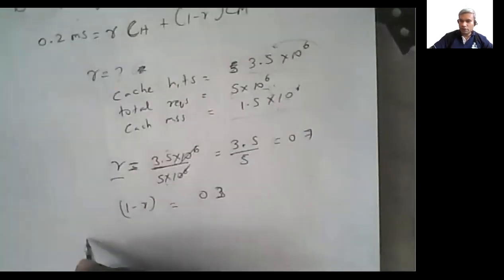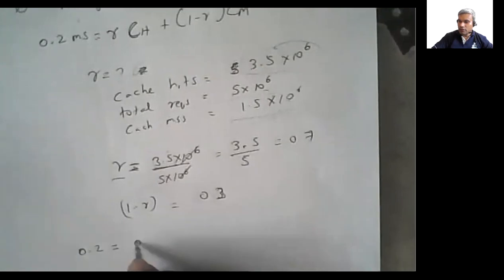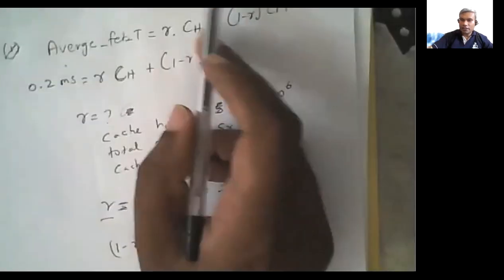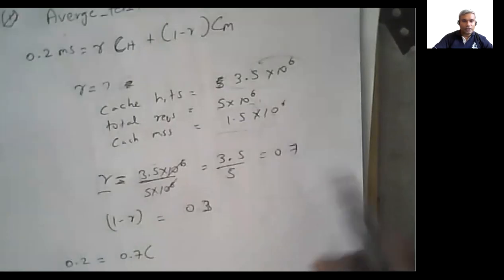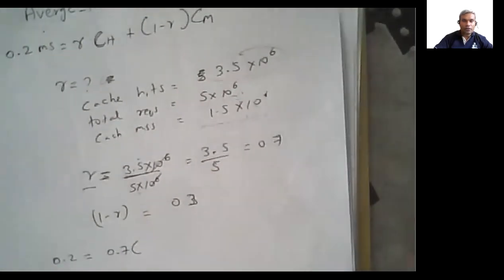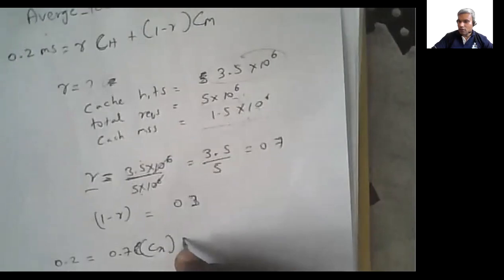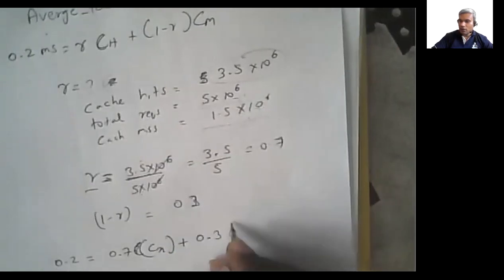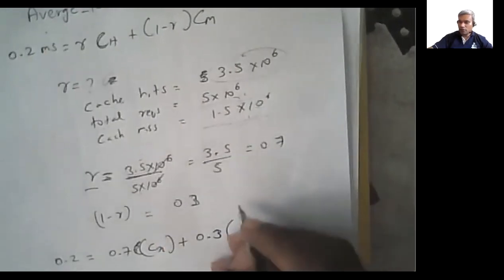So now we know several terms. 0.2 is equal to R, which is 0.7, into cache hit. Cache hit means actually the CX, right? In the question, it's given as the time to read a value from the cache, that is CX. Instead of CH, we will be using CX, plus 0.3 times. Here we have a small thing to think about.